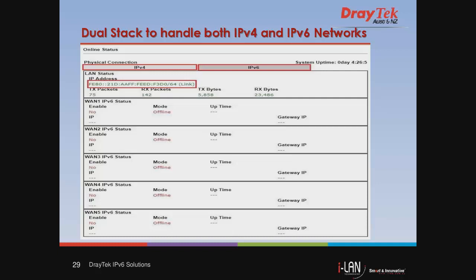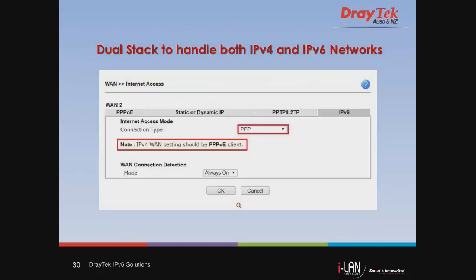DrayTek provides an additional memory stock to handle the IPv6 related traffic and services. This dual stack functionality enables DrayTek routers to handle both IPv4 and IPv6 at the same time. The online status page shows both the IPv4 and IPv6 network status.